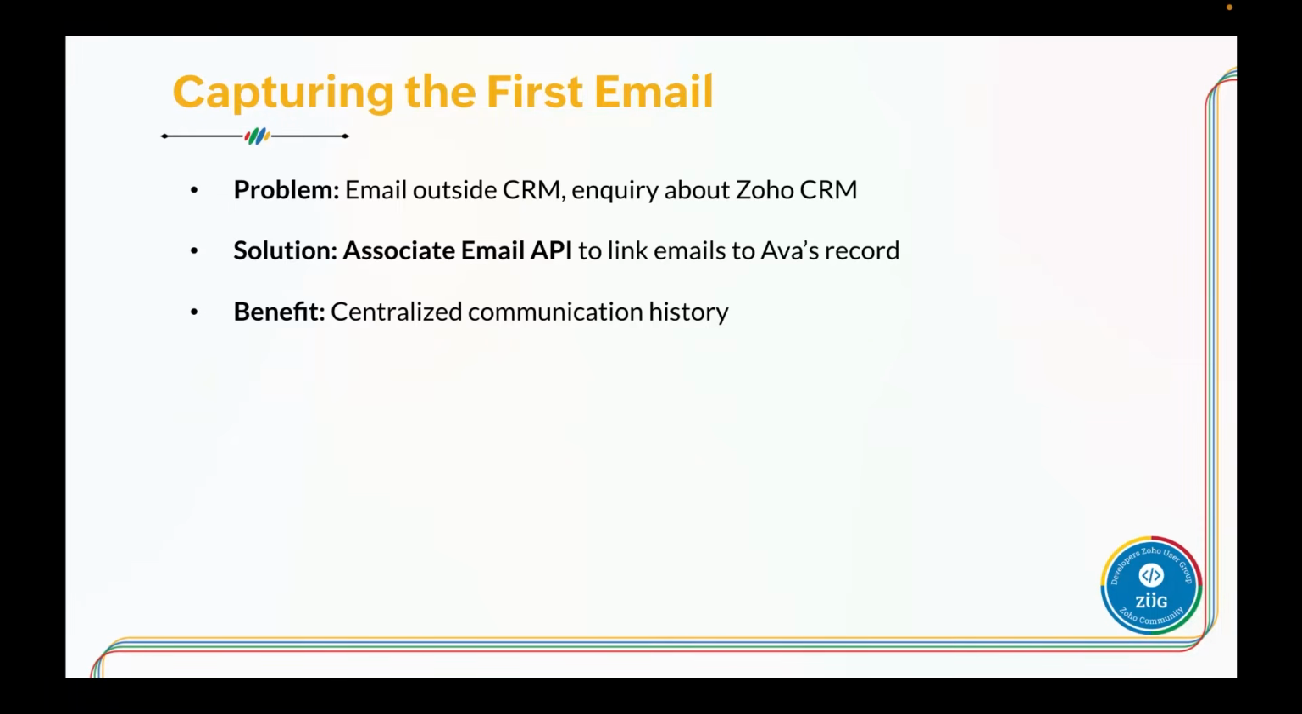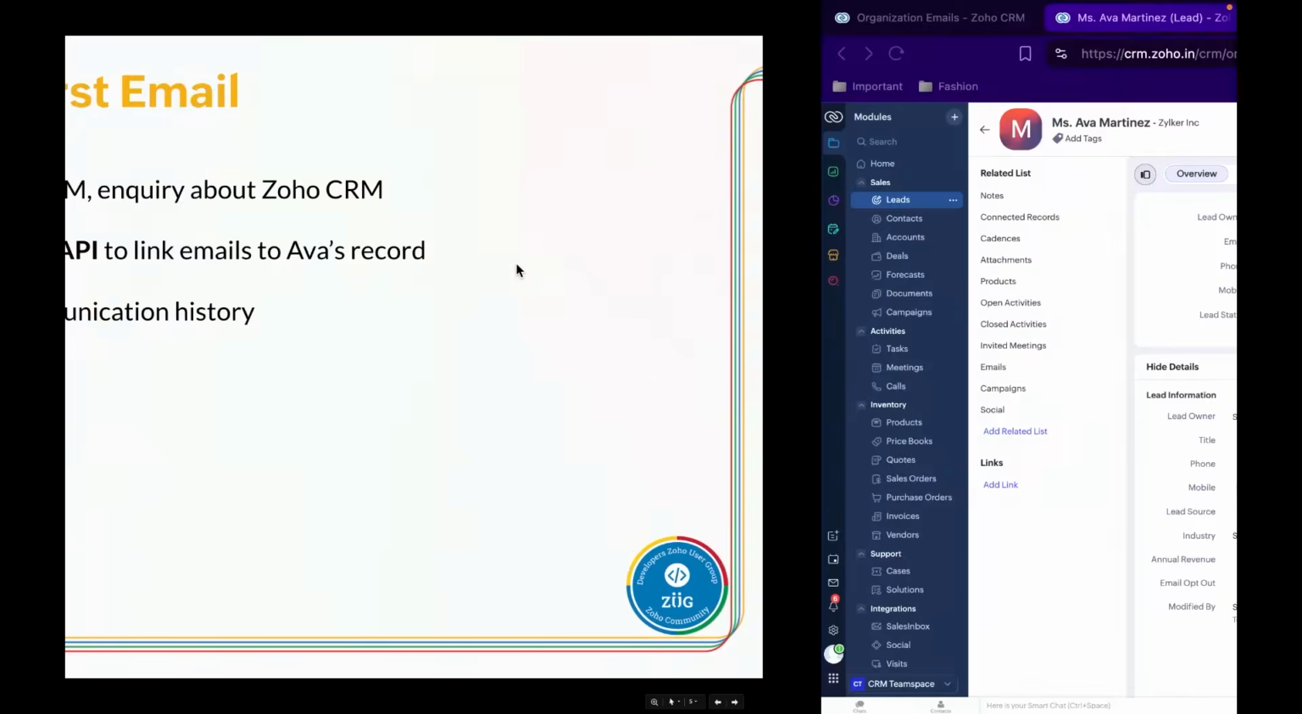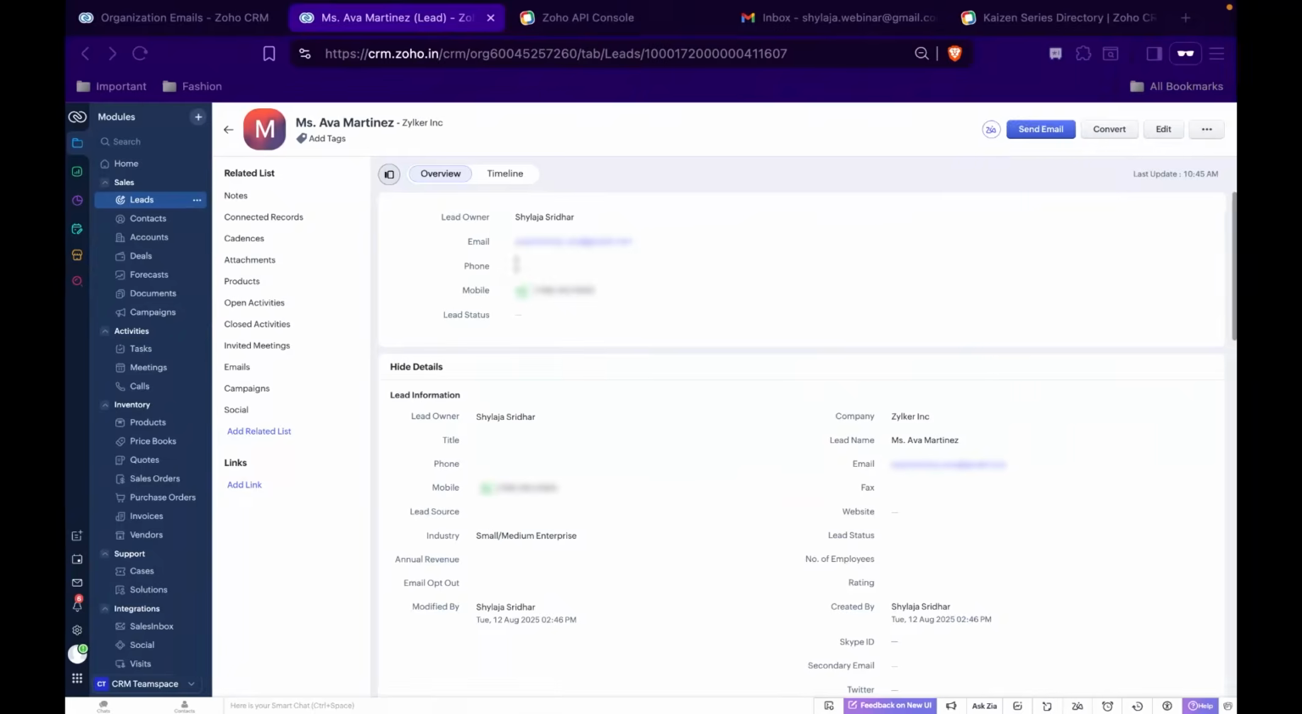So what do we do to bring this email alongside Eva's lead record in CRM? We use the associate email API to link that email to Eva's lead record. Let me quickly show you how it's done in Postman. This is Eva's lead record. Because this email that she sent to the marketing team is considered an external email, we don't have that email listed here under the emails related list.